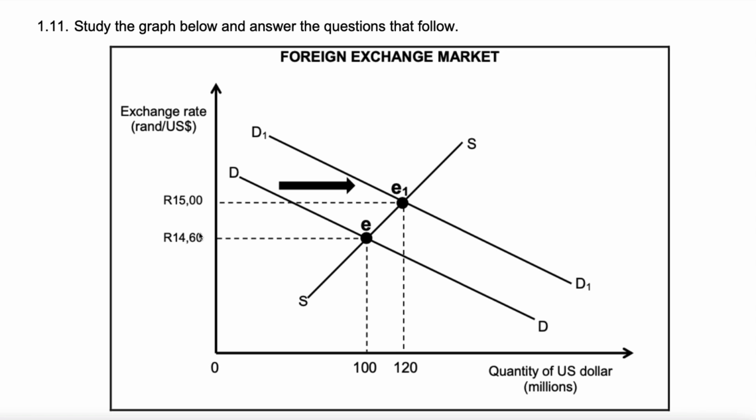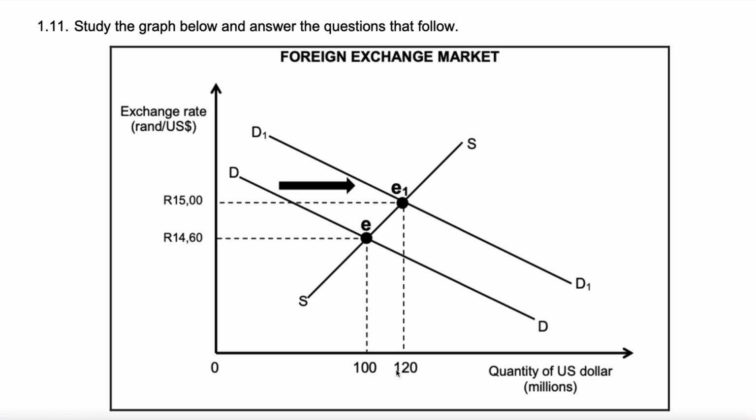Just as if bread is now 15 rand from 14 rand 60, it means the rand is weaker. The rand is losing its value, but the bread is gaining because it's no longer worth 14. Now it's worth 15. So the bread is gaining. So basically it's that. You shouldn't get it twisted.